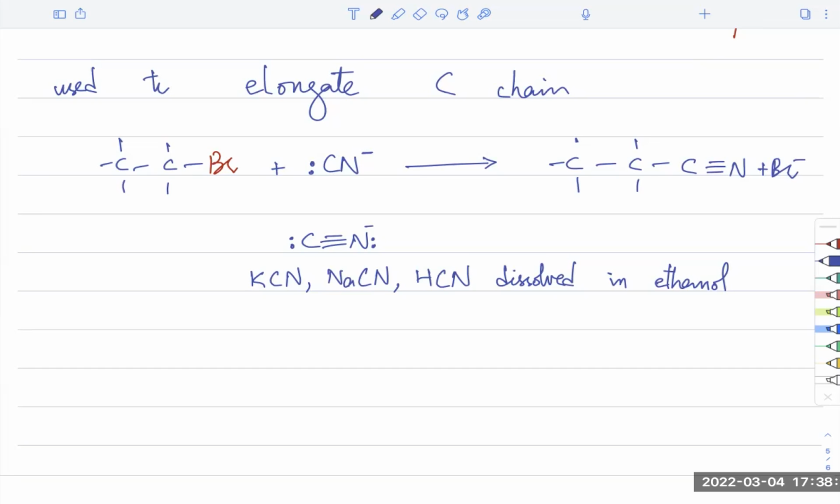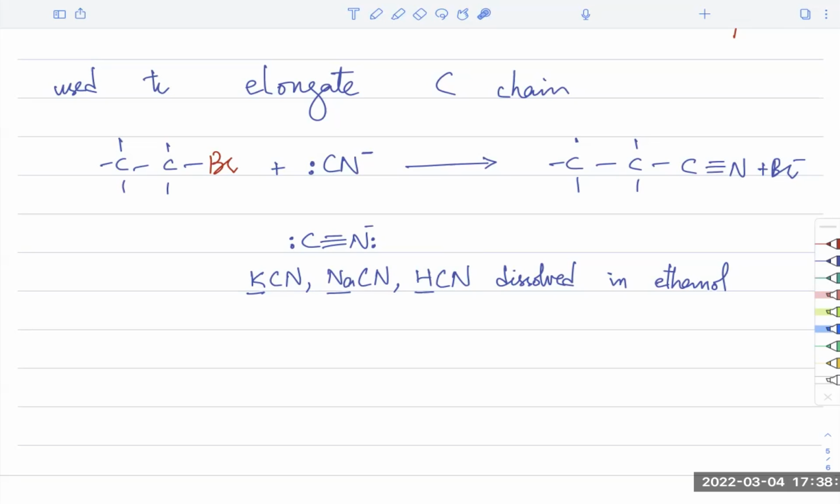The importance is that we have elongated the carbon chain. मैंने यहाँ पर carbon add कर दिया. What will the byproducts be? Depends on what compound you started with. If you started with HCN, this bromide will go and replace. देखो ना, if I replace this with Br, I'll get HBr. If I replace this with Br, I get NaBr. If I replace this with Br, I get KBr. So it depends what compound you started with.